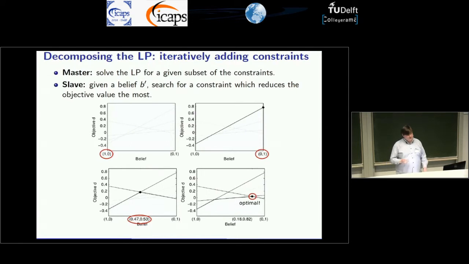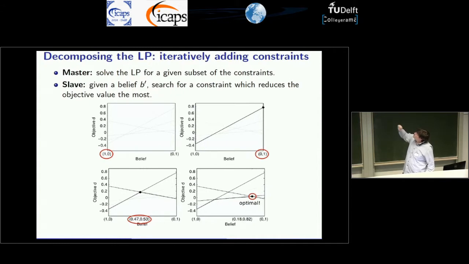So then we apply one more trick that is vital to know about. And that is, we iteratively generate the constraints, and then we solve way smaller LPs than if we were to add all the constraints at once. So we solve the LP for a given set of constraints, and then we iteratively start adding constraints by, given a belief, for a certain constraint, finding the constraint that reduces the objective value the most. So this is called Benders decomposition, and this is a nice iterative scheme again.